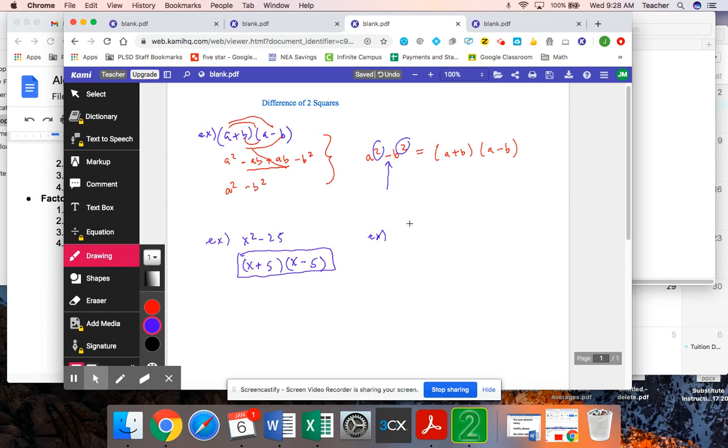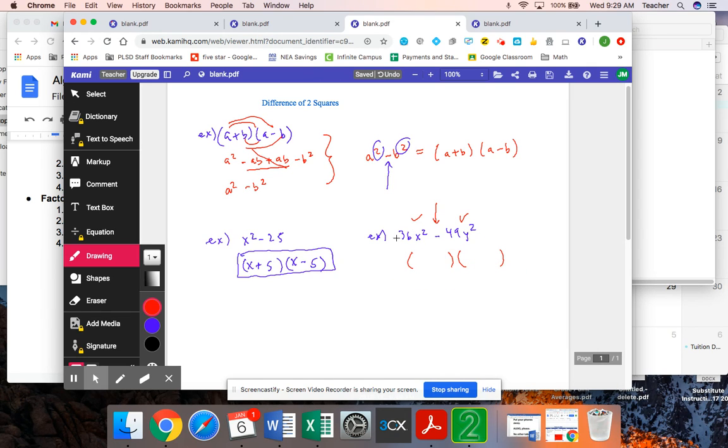What if I said something like 36x squared minus 49y squared? Well, the question really is, is this a perfect square? 36 is a perfect square because 6 times 6. X squared is a perfect square. That's x times x. So yes, that's a perfect square. What about this one? 49? Yes, it's a perfect square. Y squared? Yes, it's a perfect square. By the way, the square root of 49 is 7. So yes, this is a perfect square. And do I have the difference? I do. So I found that this is the difference of two squares, and I see that and get excited.